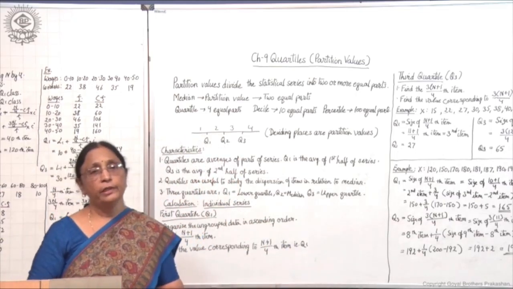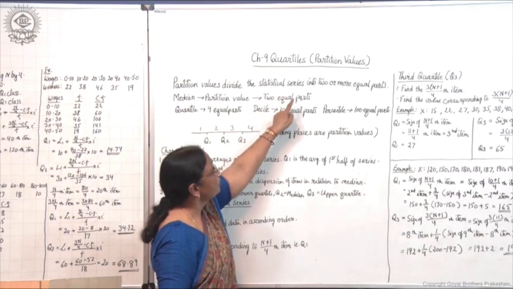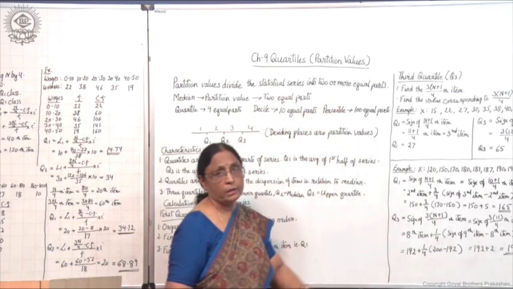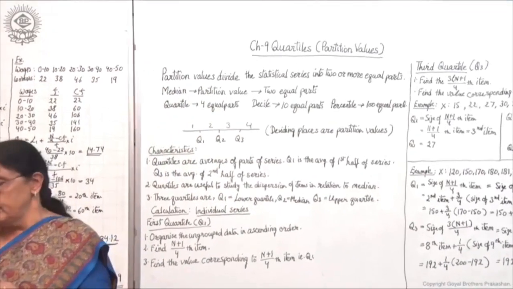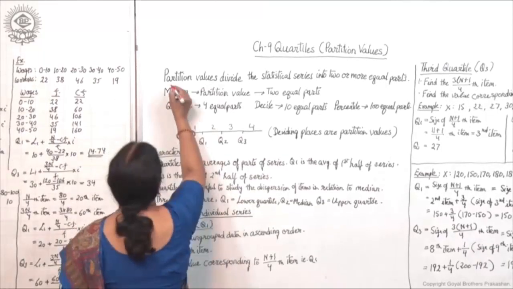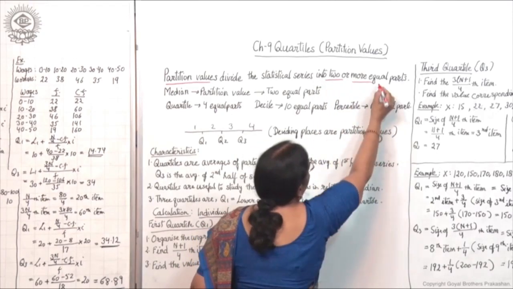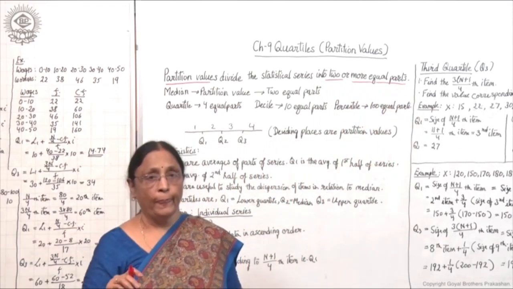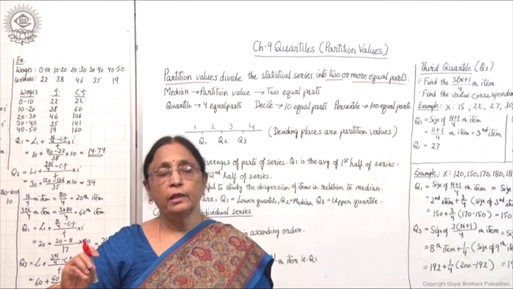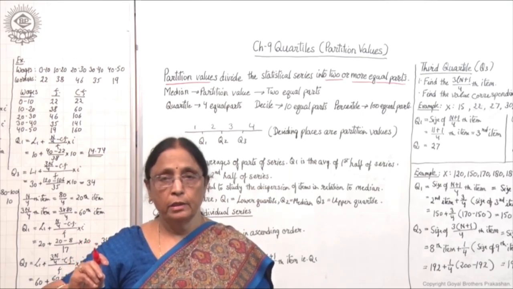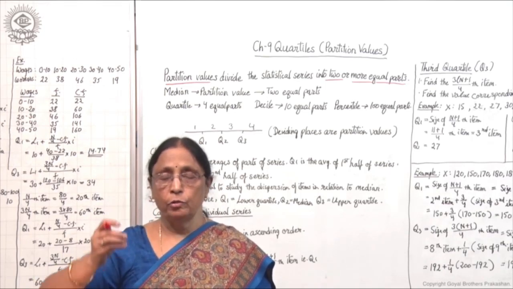Now what do we mean by partition value? First you should be clear in your mind. Partition values divide the statistical series into two or more equal parts. That means whatever series or data is given to you, that data is divided into different parts. That is why it is known as partition value, the value of each partition or each part.